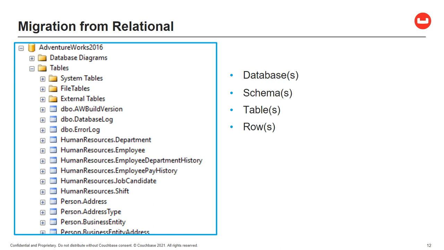You can see that SQL Server contains databases, sometimes known as catalogs. Each database contains schemas. So an example here of a schema is human resources or person. Tables inside those schemas. So you have department in the human resources schema. Address is in the person schema. And then inside the tables, you have rows of data. You're familiar with that from a spreadsheet, just seeing those rows and cells of data there.